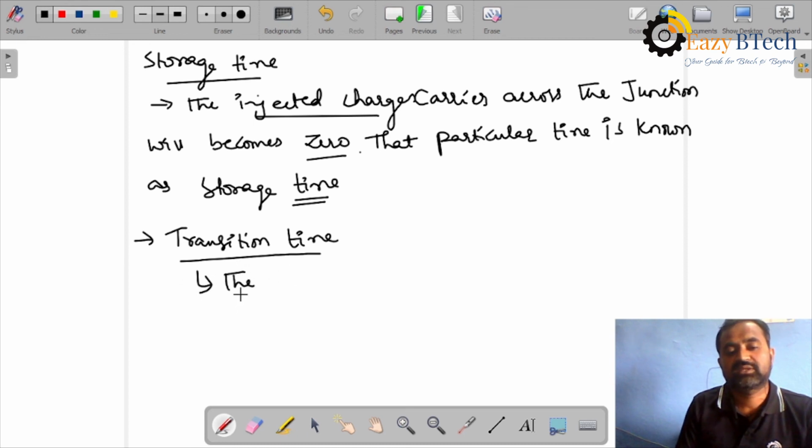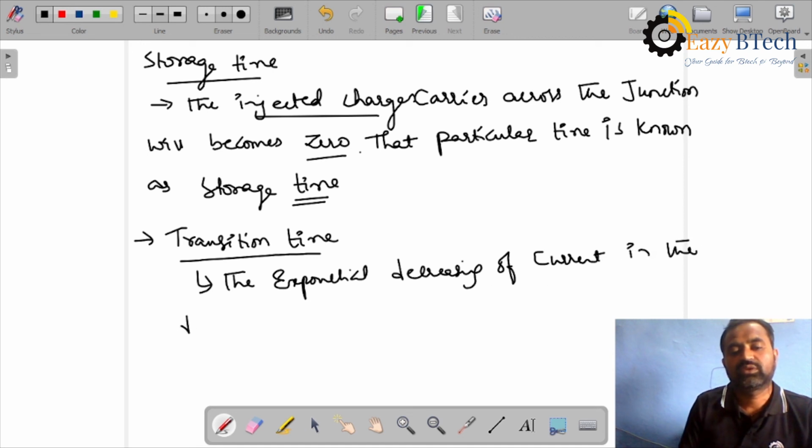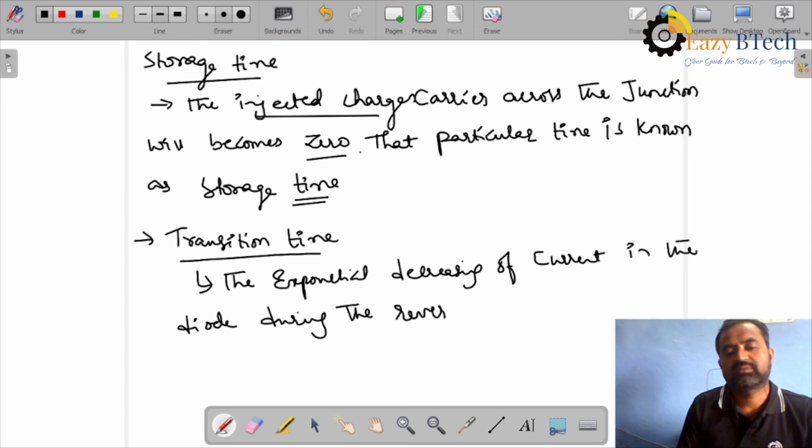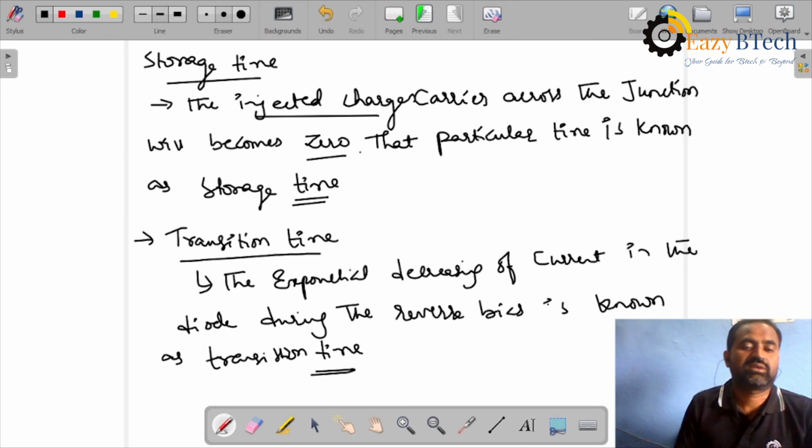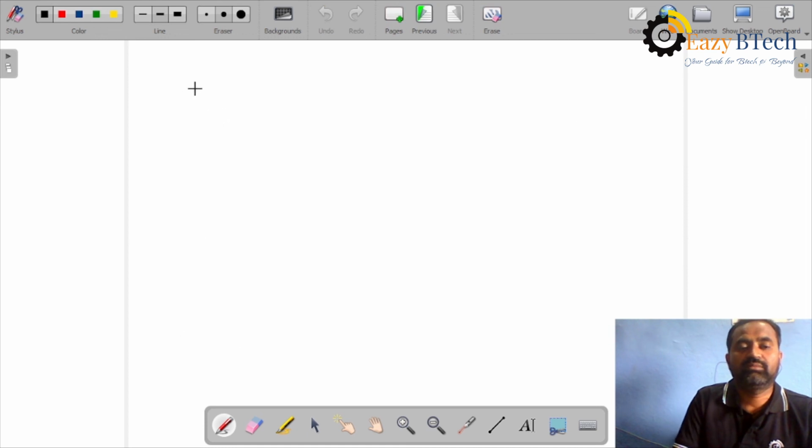During the reverse bias, what happens? The exponential decrease of current in the diode during the reverse bias is known as transition time. Now the total time, that is trr, is equal to ts plus tt.